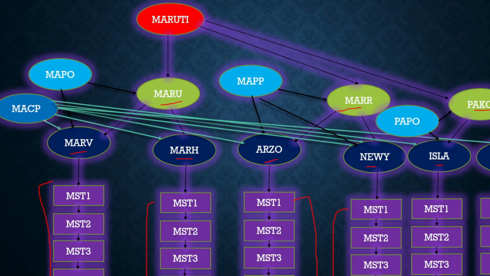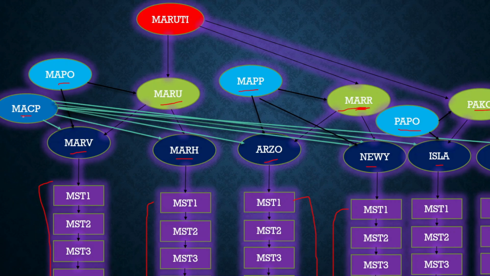These are the storage locations, and these in blue color are purchase organizations. So if you talk about MAPO, MAPO is a plant specific purchase organization, right? MAPP is a cross plant purchase organization because this is assigned with two plants, ARZO and NEWY, but these are two plants of the same company code. That's the reason MAPP is a cross plant purchase organization.